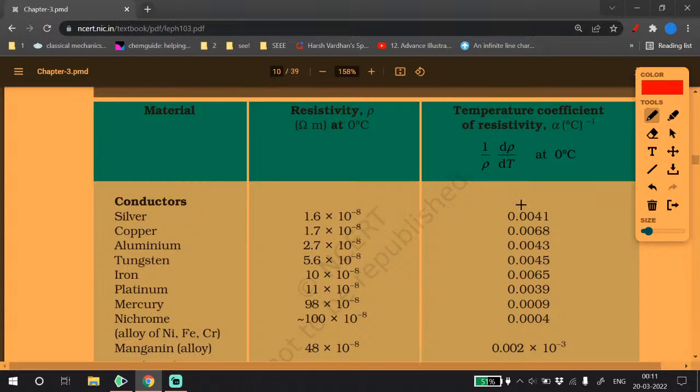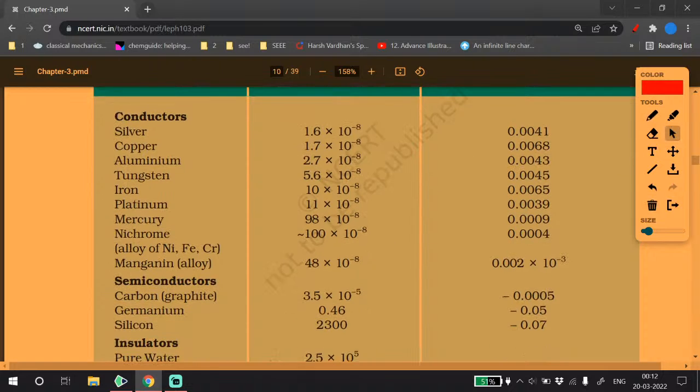so let's just write this equation: rho is equal to rho naught (1 plus alpha delta T). So rho minus rho naught will be the d rho, which is rho alpha delta T, so d rho by dT times 1 by rho. Okay, this is the temperature coefficient, just to make it clear.